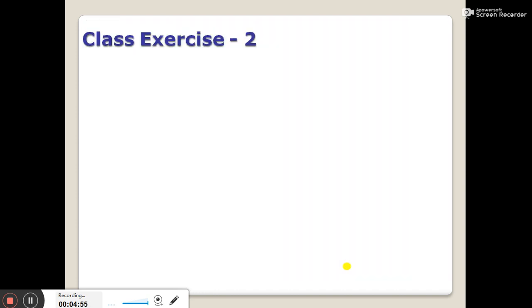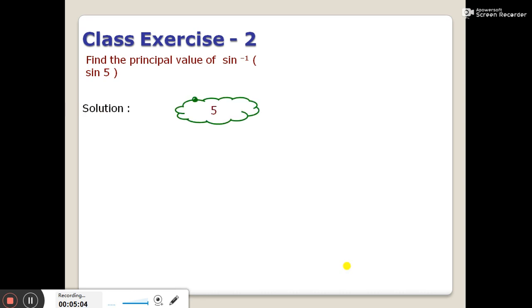Next we have to find the principal value of sine inverse sine 5. Sine inverse and sine will cancel. If we consider the answer as 5, it is wrong, because y is equal to sine inverse sine 5, and y must be in the principal value branch minus pi by 2 to pi by 2.